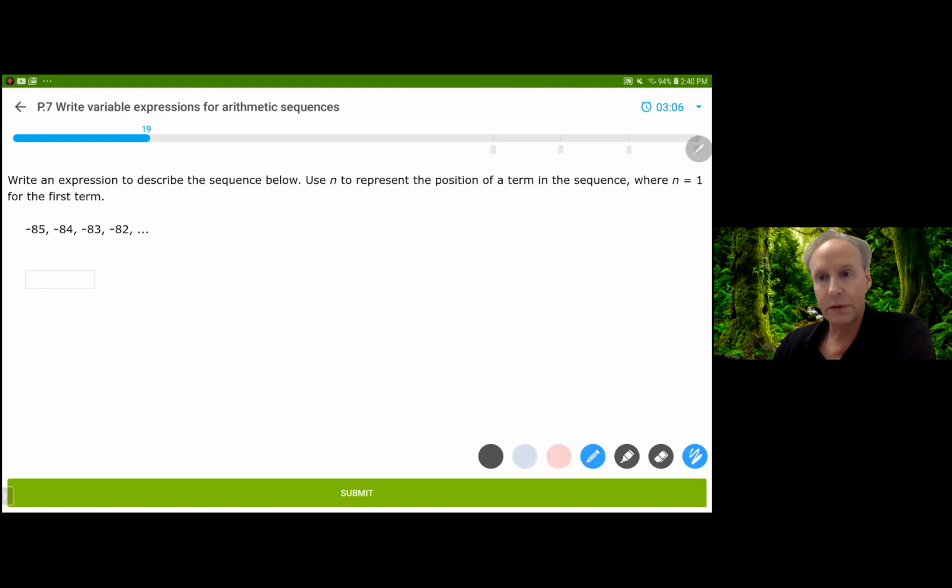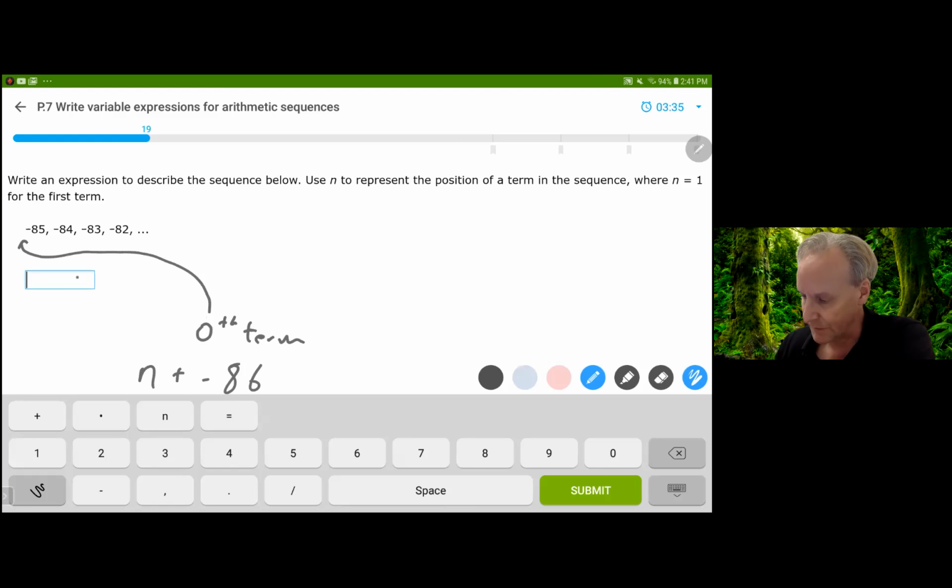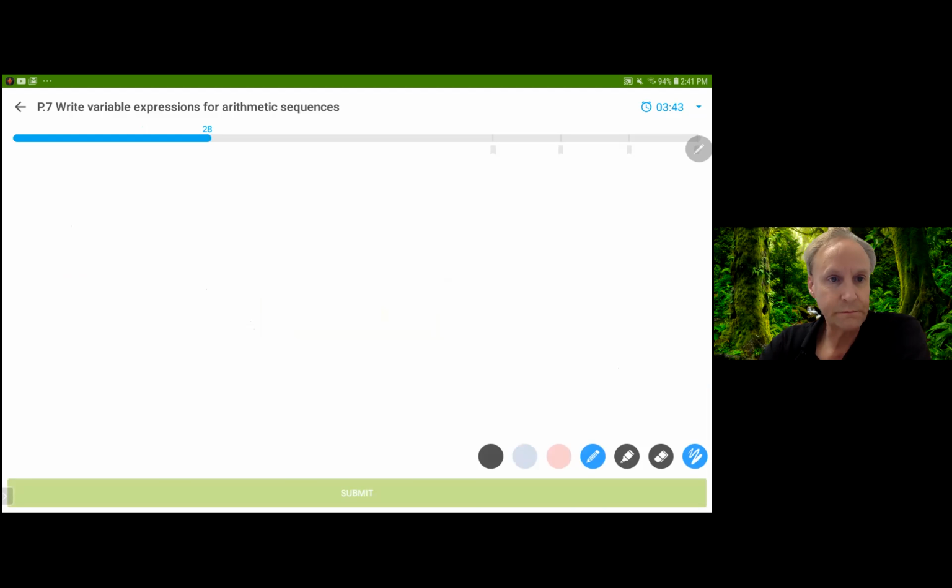Notice that these are going up by 1. They're increasing by 1 every time. So basically what we're looking for, and I'm just going to simplify this all the way down, is what we call the zeroth term, instead of the first term or the second term or whatever. And that's the one that came before that, which is -86. And if you add that to n, you end up with the expression that you need. So that's n, and we usually just write -86. That's all. It's that easy.